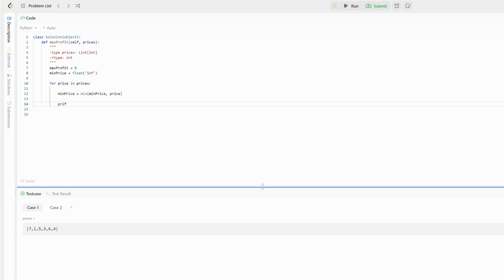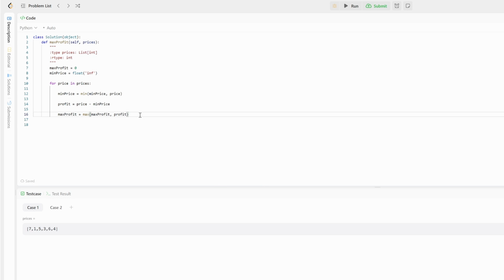Second, we need to find the profit. And the profit for this, if we were to sell on this day, is going to be the current price that we're at minus the minimum price, or the cheapest price that we've seen within our prices array. And then we're going to update our max profit value. This max profit value is going to be the max of the current max profit, or the profit that we've seen if we were to sell on any given day. So this is going to update. If this profit is larger, it's going to update the max profit value.